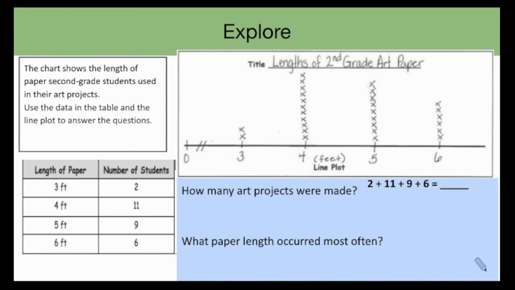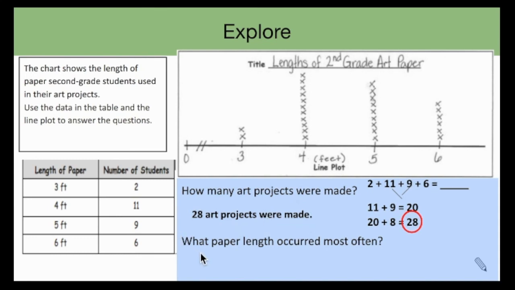Now remember, in addition, we can add the addends in any order and still get the same sum. That is called commutative property. Let's see, if I add together the 11 and the 9, I know that that gives me 20. Then I am left with 2 and 6, which I know is equal to 8. Therefore, 20 plus 8 equals 28, and that is our total. We can write that as a sentence to answer the question, 28 art projects were made.